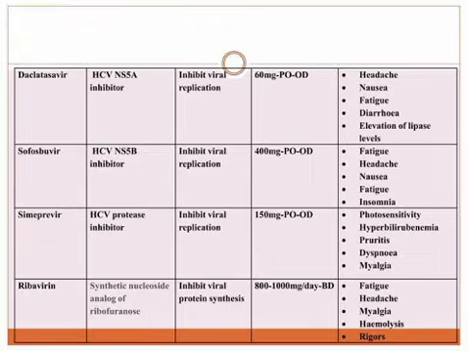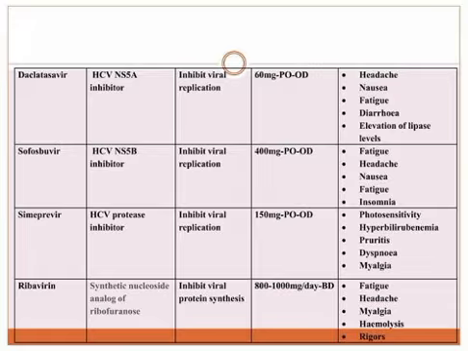Next will be daclatasvir, which is an HCV, that is hepatitis C virus, inhibitor. It also inhibits viral replication. We have to take around 60 mg once daily. It also has some adverse effects like headache, nausea, fatigue, diarrhea, and elevation of lipase levels. Next will be sofosbuvir. It is also a hepatitis C virus inhibitor. It inhibits viral replication, so we can take around 400 mg once daily, which also has adverse effects similar to daclatasvir. Next will be simeprevir.